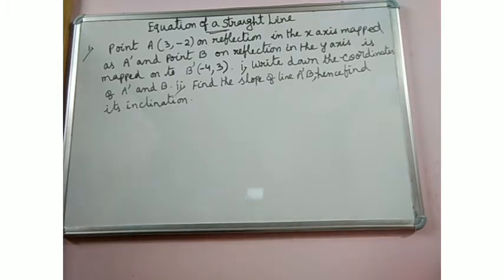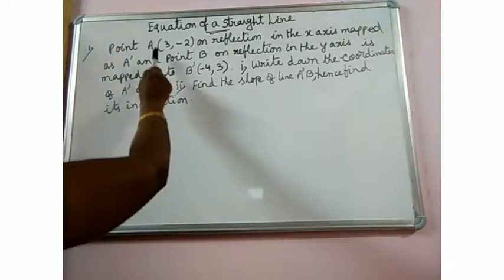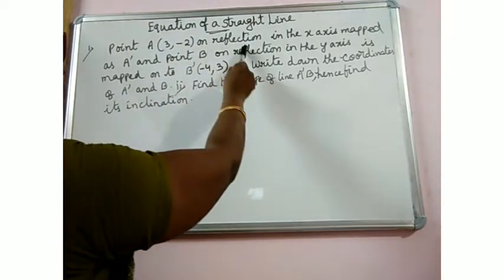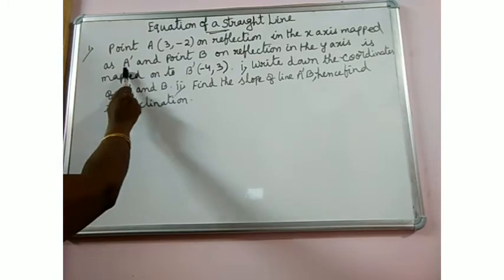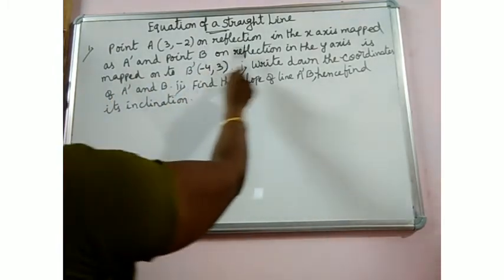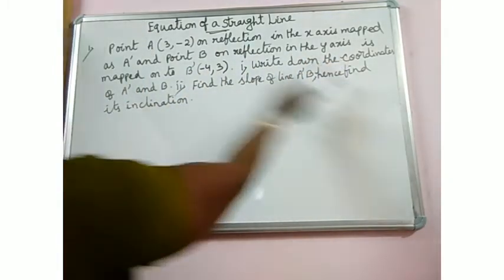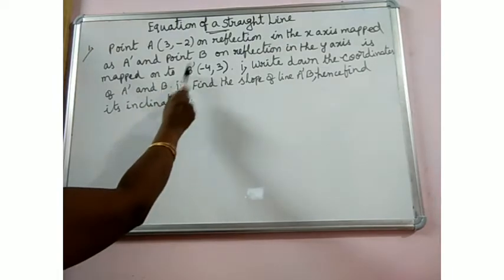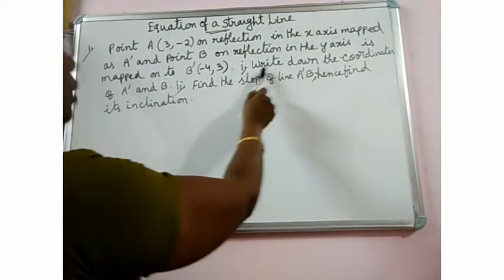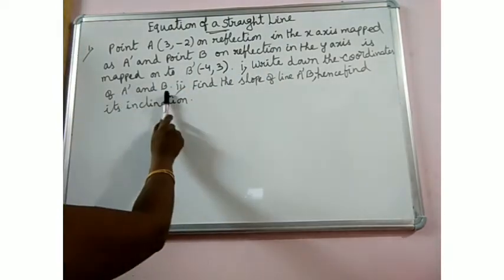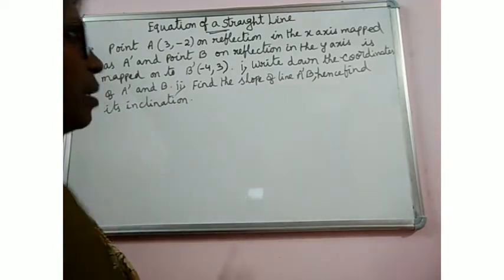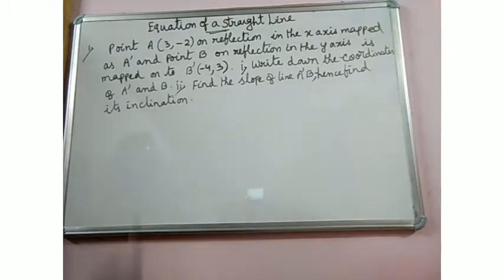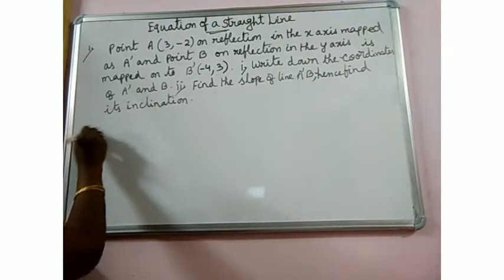Today's problem: point A (3, -2) on reflection in the x-axis is mapped as A dash, and point B on reflection in the y-axis is mapped onto B dash (-4, 3). Write down the coordinates of A dash and B. Second bit, find the slope of the line A dash B, hence find its inclination. Okay, so let us start step by step.